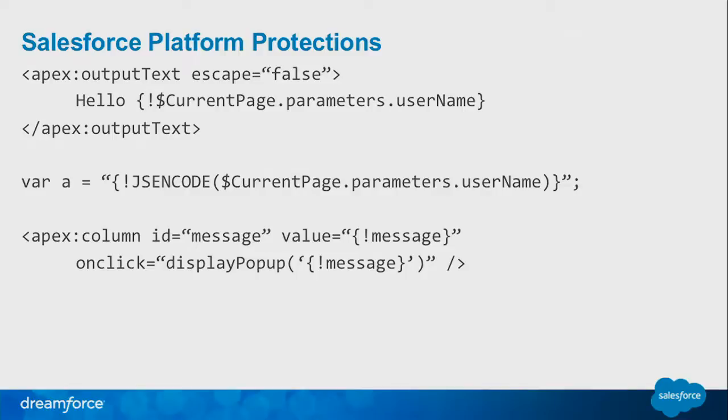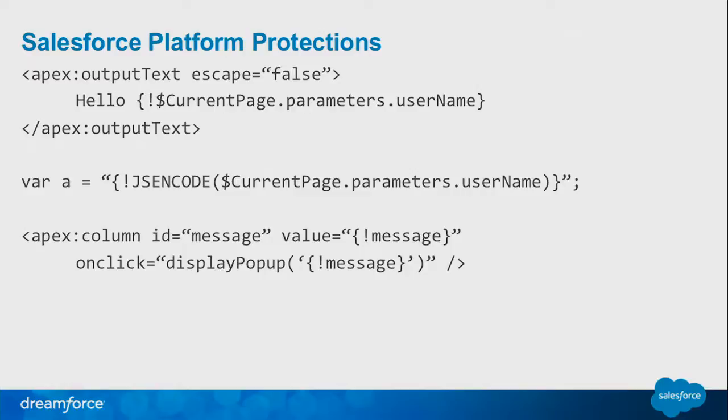So for example, in the first one, what's happening is I am getting the current page parameter, and I am displaying the user input back as an output text, right? But is that going to be vulnerable to XSS? Yes, it is, because we're doing escape equals false, right? So we're telling the platform that I got this, and you don't need to encode anything. But you're just taking the parameter from the page, and you're displaying it back directly, right?